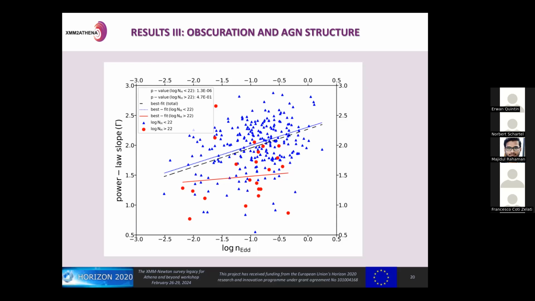We also checked a couple of things to see if this is a true result. So we excluded sources with a gamma value lower than 1.5 and higher than 2.5, which are unphysical values. And this restriction mainly affects sources with high NH values, and the results remained unaffected. But I should say that when we do this additional restriction, we ended up with only 10 sources with an NH value higher than 10 to the 22.